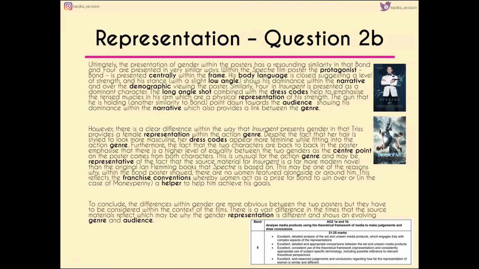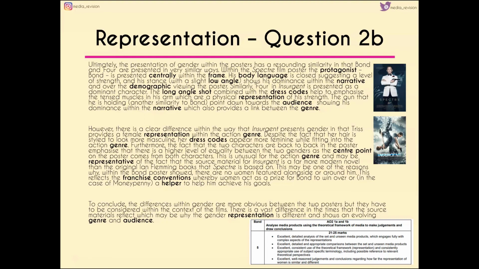Similarly, 4 in Insurgent is presented as a dominant character. The low angle shot combined with the dress codes help to emphasise the tense muscles in his arm, which are a physical representation of his strength. The gun that he's holding, another similarity to Bond, points down towards the audience, showing his dominance within the narrative, which also provides a link between the genre.